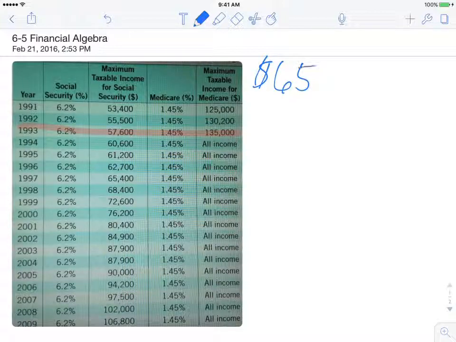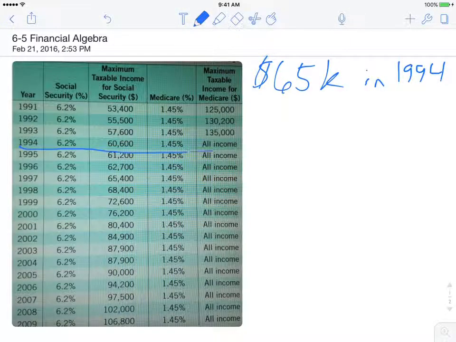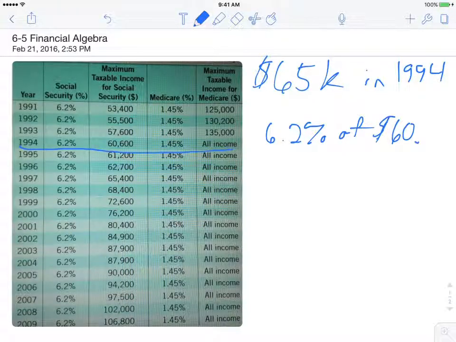made $65,000 in 1994. All right, so they made $65,000, and if you look at the table, 1994, you will see pretty quickly that the maximum taxable income for Social Security is $60,600, and that the rate is 6.2%. Well, since 65,000 is more than 60,600, we're only going to be taking 6.2% of the 60,600. And I'll write that like this, 60.6K.